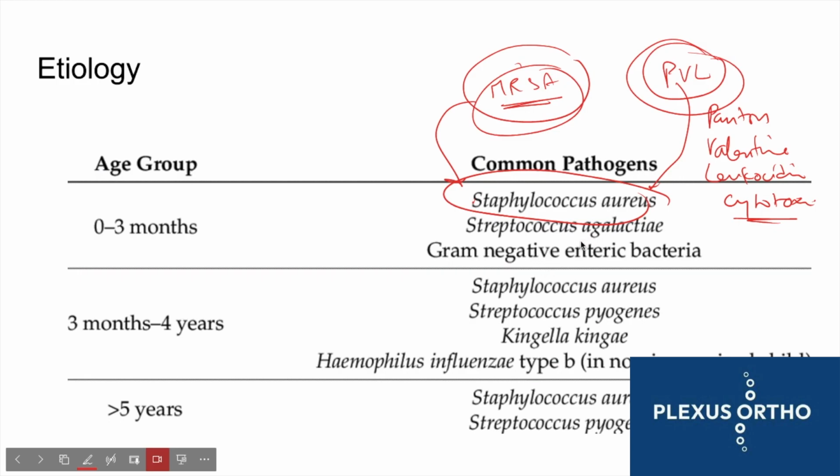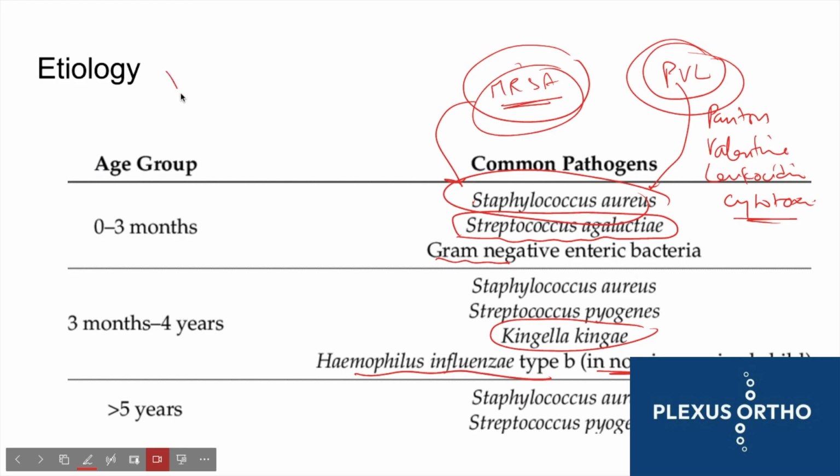Group B Streptococcus is also the second most common organism in case of neonates. Kingella kingae is becoming more common as compared to Haemophilus in the toddler age group, because a lot of these toddlers have been immunized against Haemophilus influenzae infection. As they get older, Mycobacterium tuberculosis is also seen.